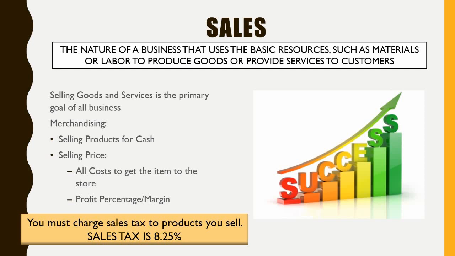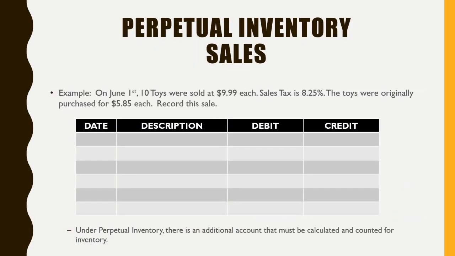Now, in this class, I'm going to keep it sweet and simple. 8.25% is all you need to know for this class. But once again, sales tax is going to vary depending on what state and what county you do business in. So let's dive right into our very first example, where we're going to sell our products. On June 1st, 10 toys were sold at $9.99 each with sales tax of 8.25%.